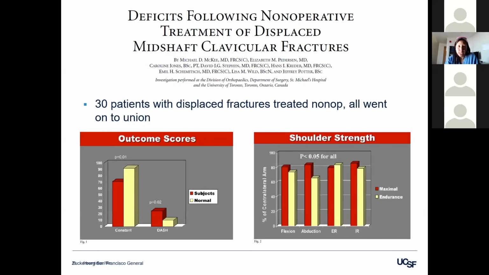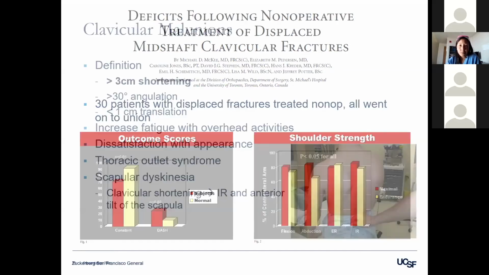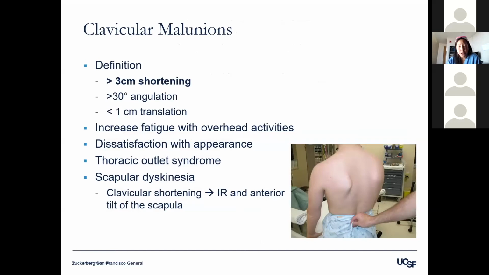And when they looked at patients who had healed but in a malunited position, they also found that their outcome scores, both Constant shoulder score and also DASH, were lower than normal control subjects, and their strength was also weaker. So clavicular malunions, defined as shortening of greater than 3 centimeters.